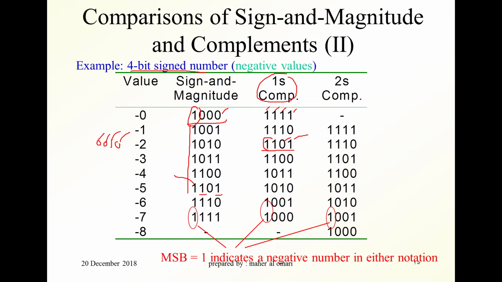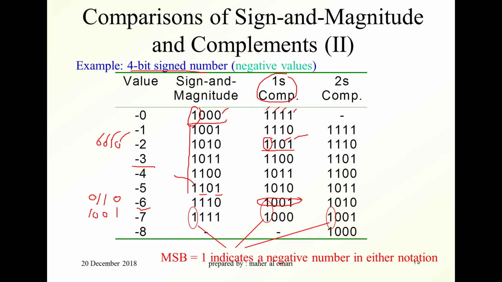Again, this here indicates that this is a negative number. Okay, let's take this example. The plus 6 is 0, 1, 1, 0. If you want to represent this in ones complement notation, you take its ones complement, which is 1, 0, 0, 1. Okay, in the twos complement notation, we take the twos complement of the number.